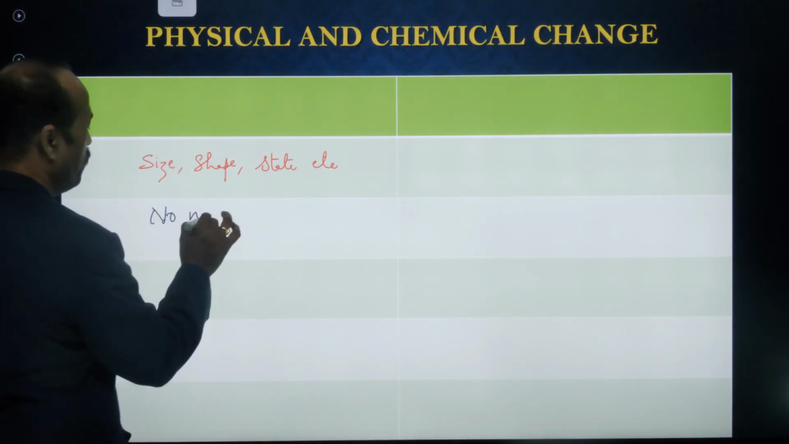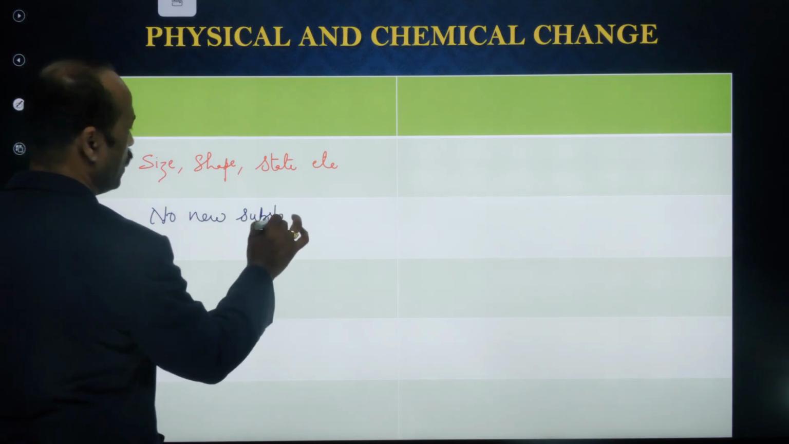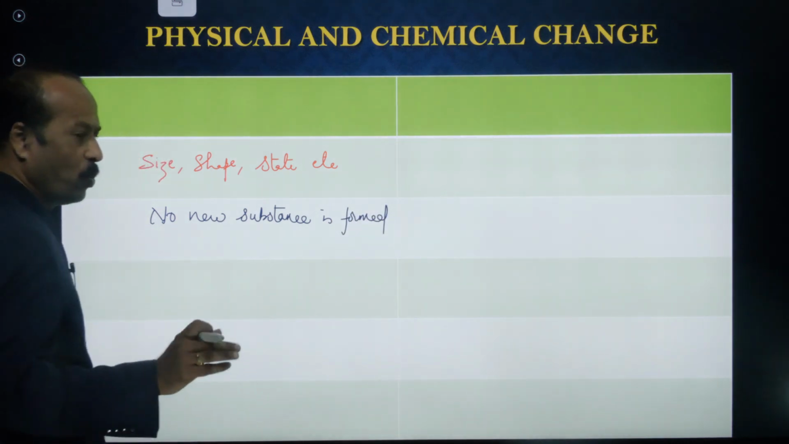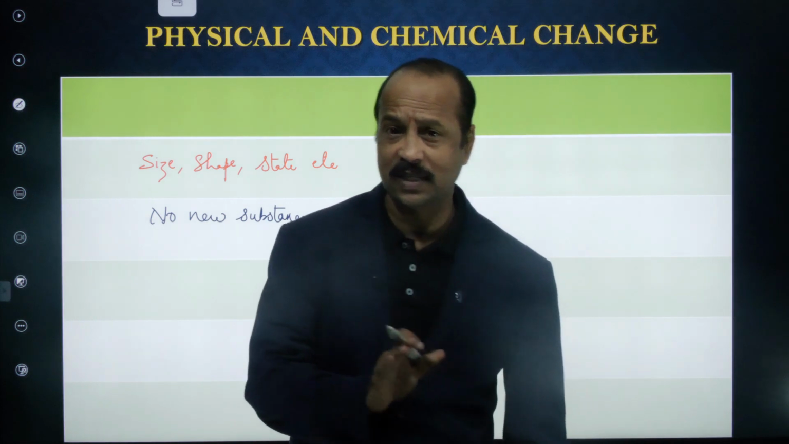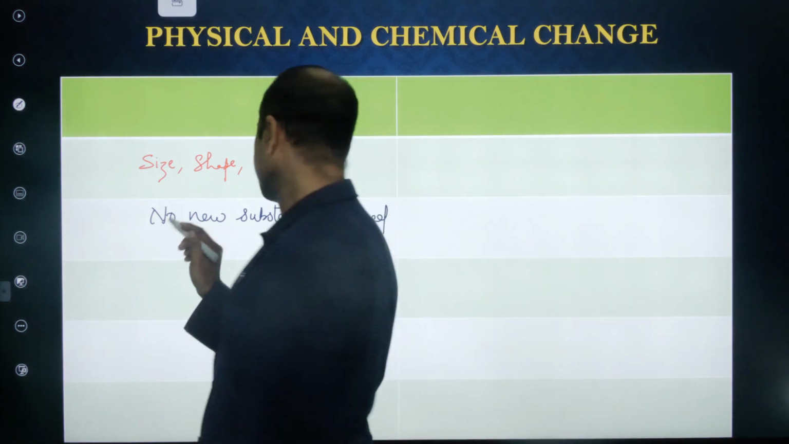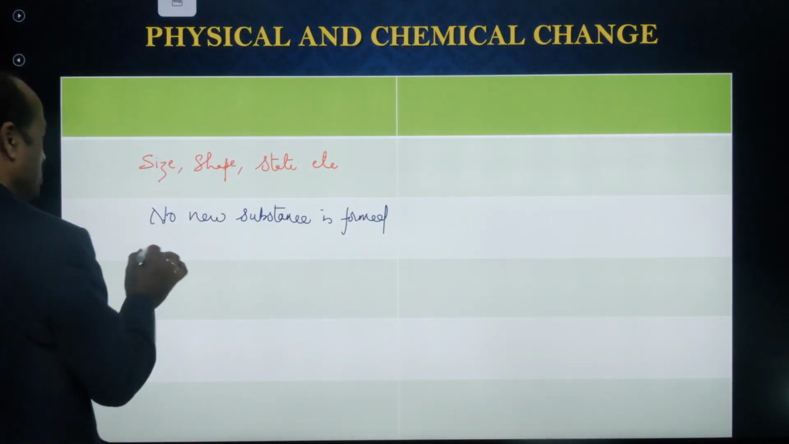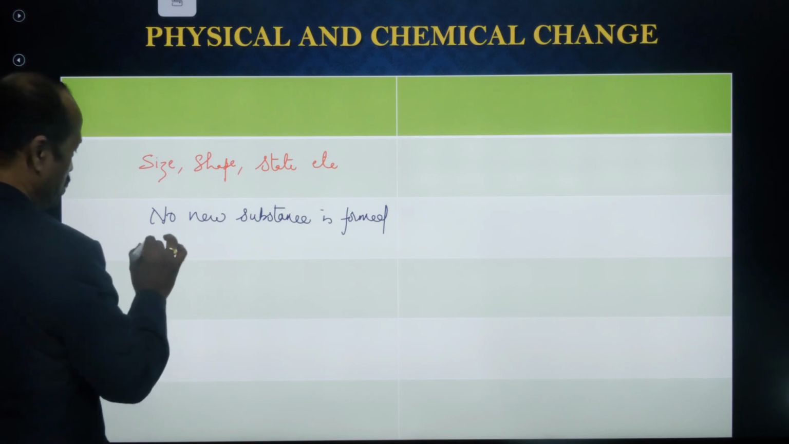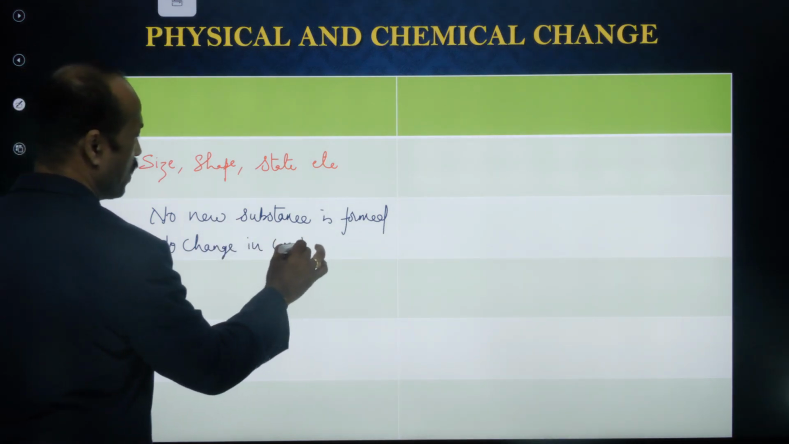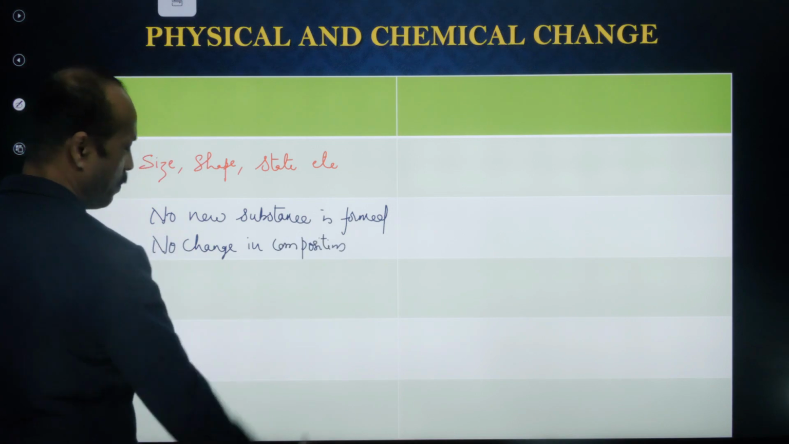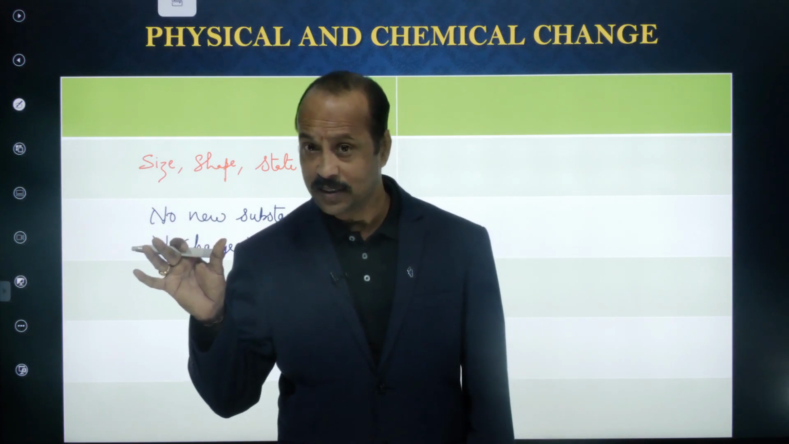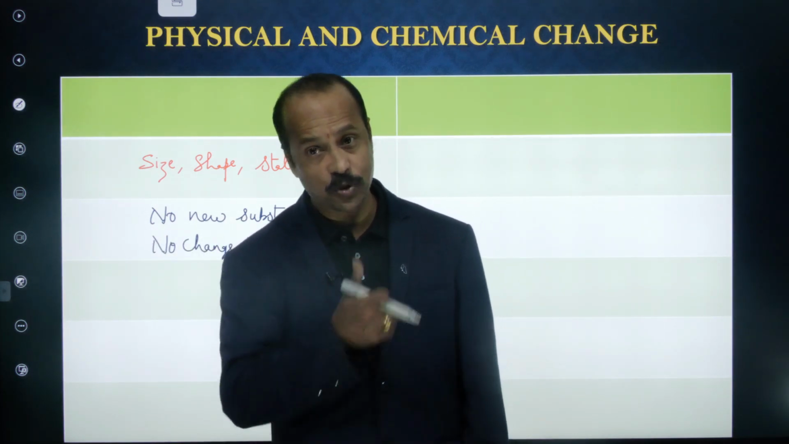No new substance is formed here. Water is only turning into the solid state, but there is no change in the composition. So we can say no new substance is formed, or we can also say there is no change in composition. Composition means how it is made up of. The water formula is H2O, which means 2 hydrogens and 1 oxygen.